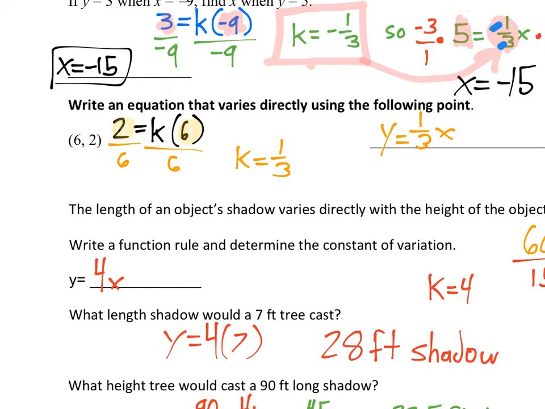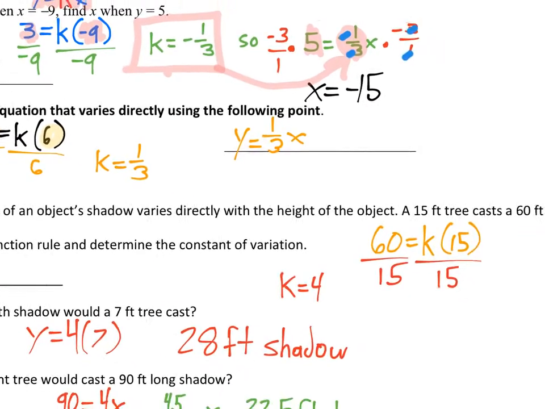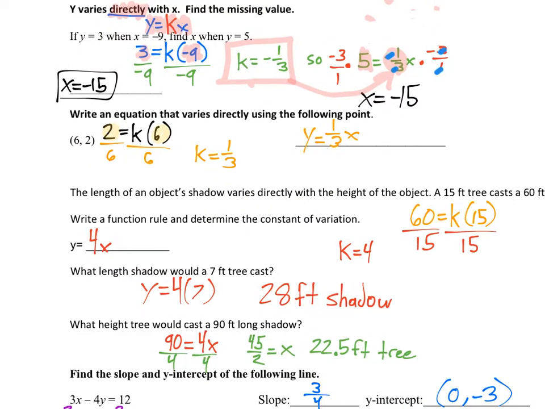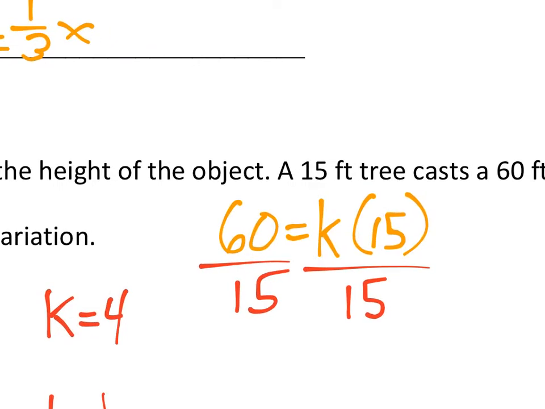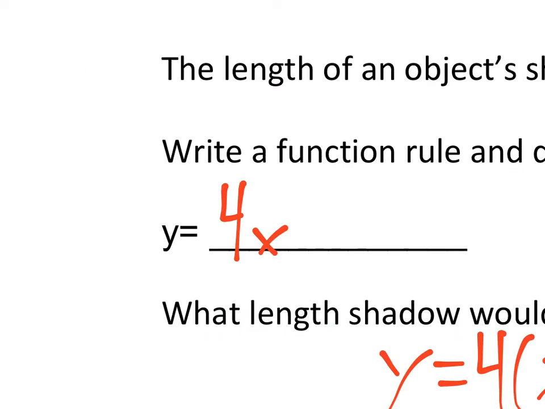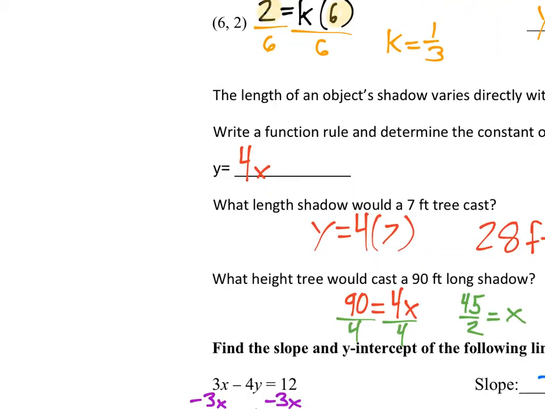All right, the length of an object's shadow varies directly with the height of the object. A 15-foot tree casts a 60-foot shadow. Write a function rule and determine the constant of variation. We plug in the output, which is the taller shadow, the result. We plug in the input of 15. Solve for k. K is 4. Here's our y varies directly with x. That would tell us how tall a shadow would be based upon what x is.